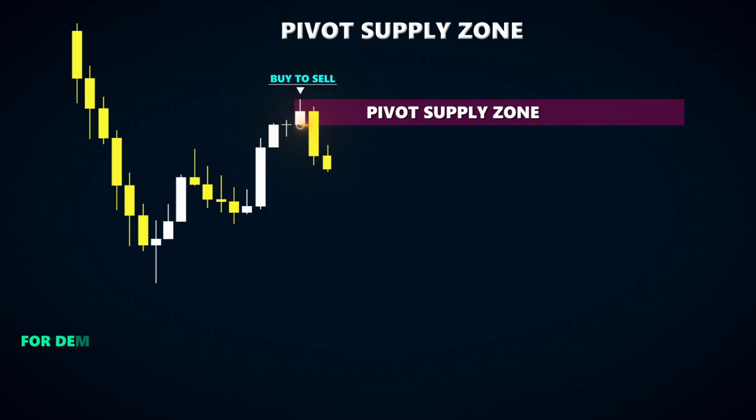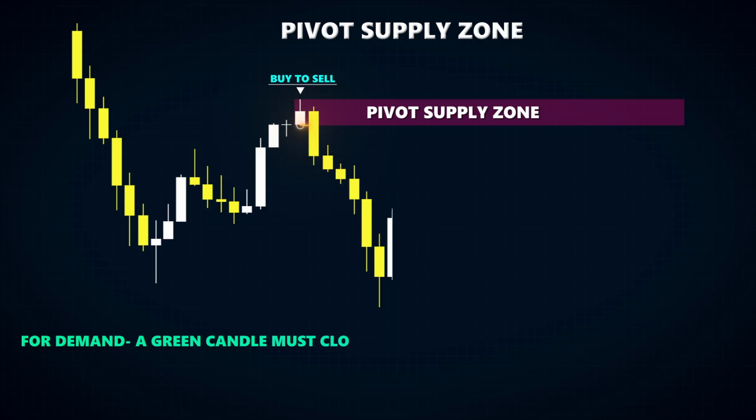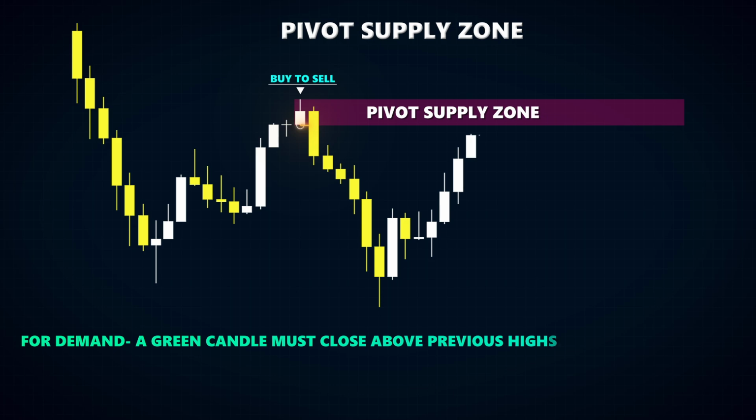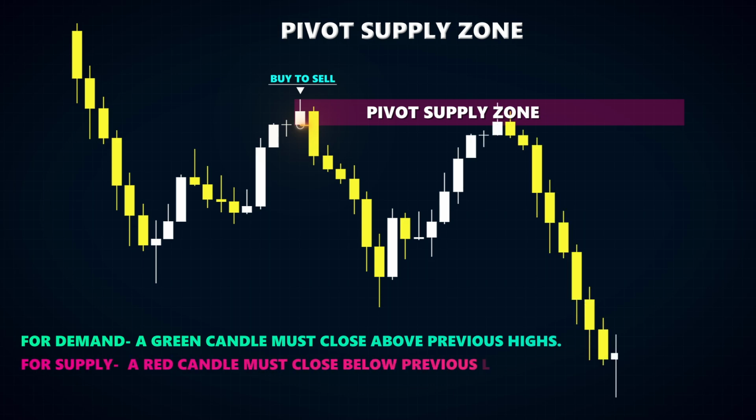Keep these rules in mind. For a demand zone, the green candle should close above the highs of the previous candles. For a supply zone, the red candle should close below the lows of the previous candles. This confirms a real shift in control.